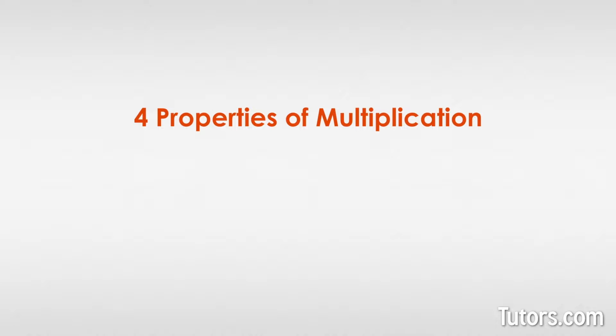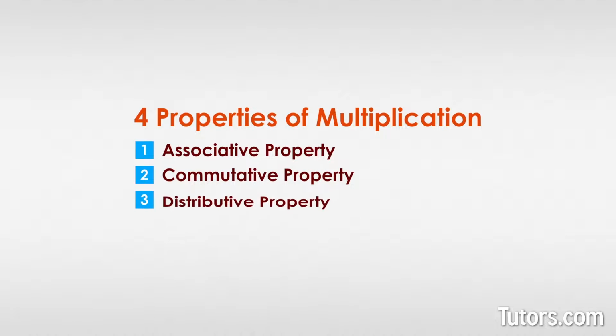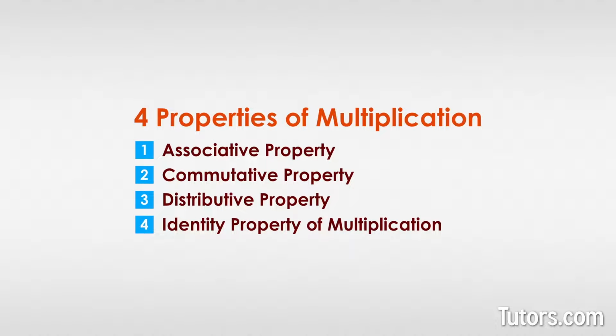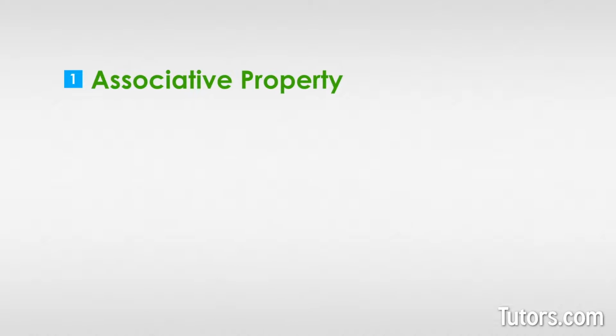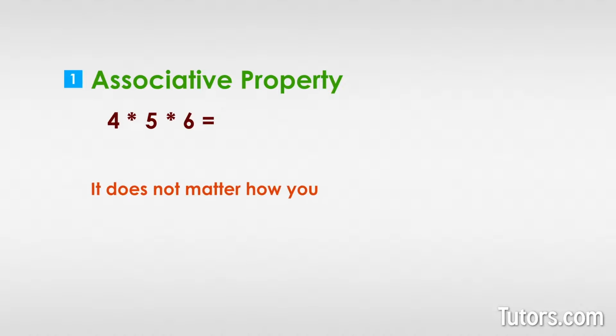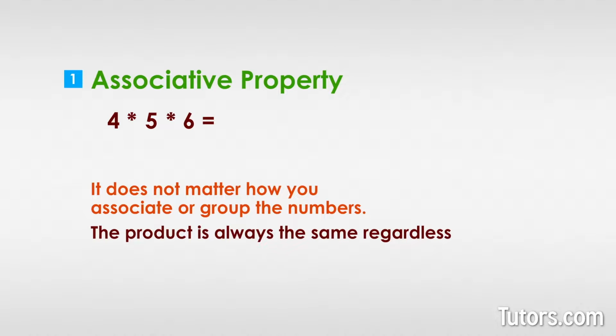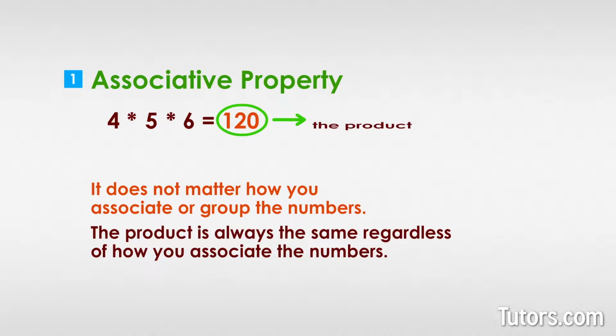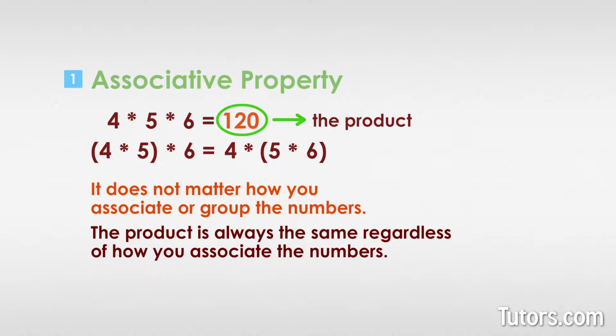Multiplication has 4 properties, presented here in alphabetical order because none outranks another. Let's review each one. First, we have associative property. What is 4 times 5 times 6? It does not matter how you associate or group the numbers, the product is always the same regardless of how you associate the numbers. In this case, the product in math is 120. This means 4 times 5 times 6 is the same as 4 times 5 times 6.